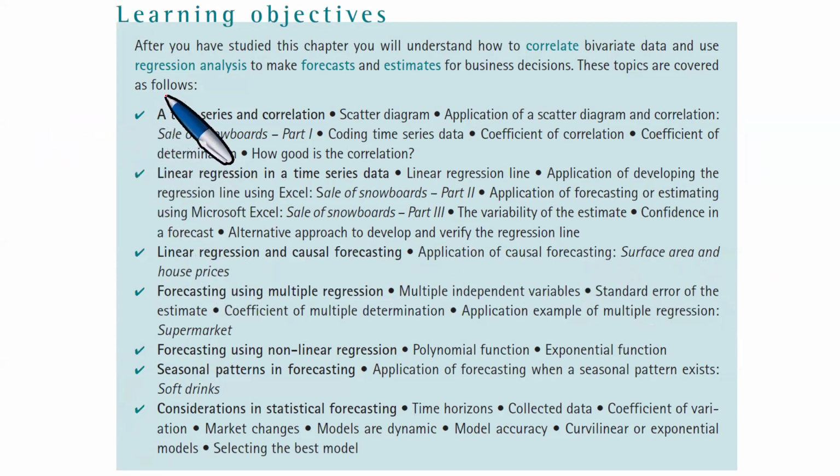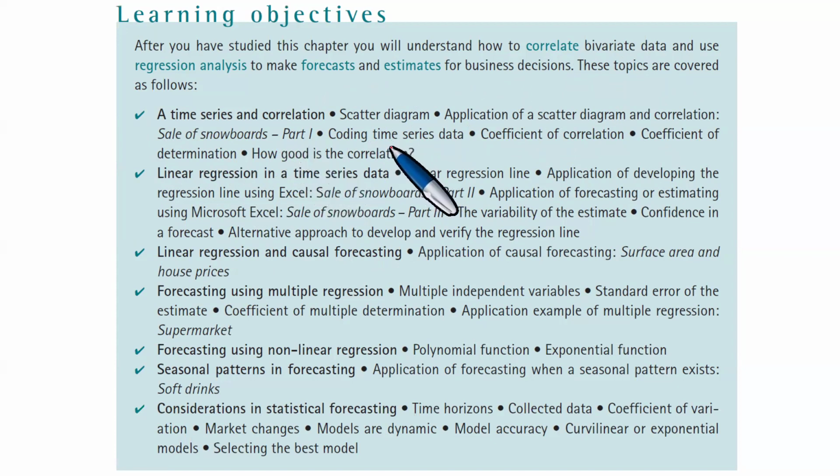It is noted that after having studied this chapter, you'll understand how to correlate bivariate data and use regression analysis to make forecasts and estimates for business decisions. These topics are covered as follows. We're going to first look at the idea of a time series and correlation, the idea of a scatter diagram, the application of scatter diagram and correlation, sale of snowboards. That's obviously part one.